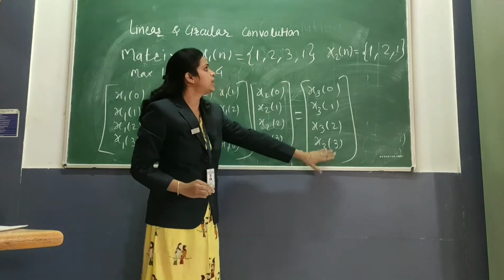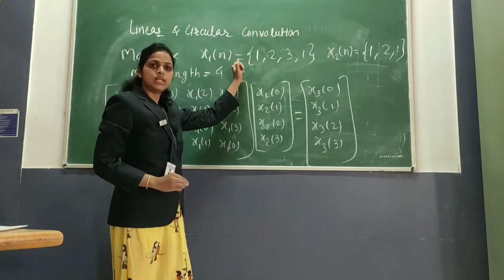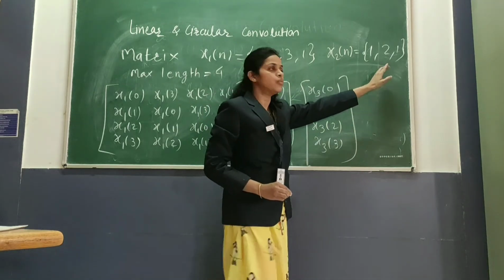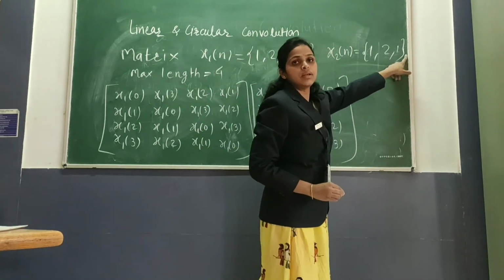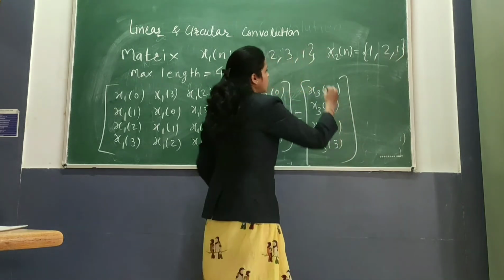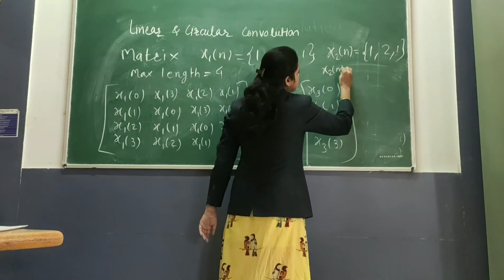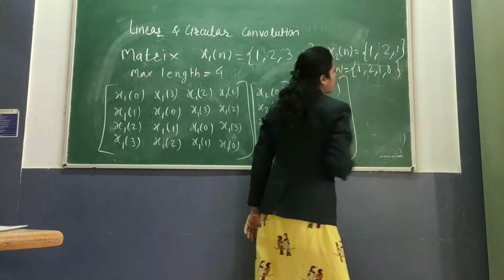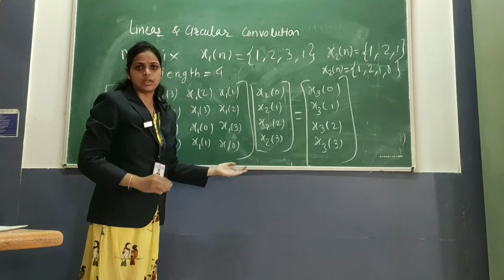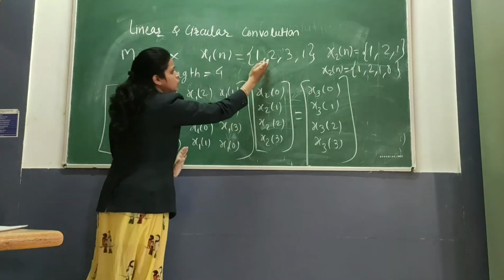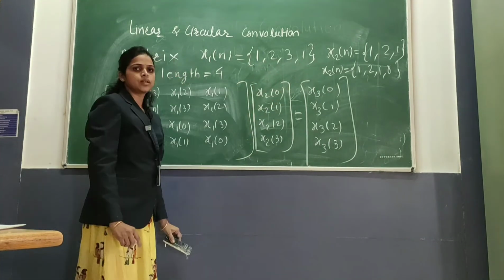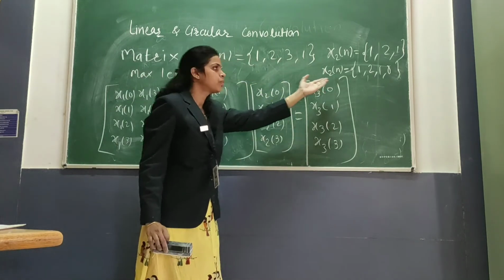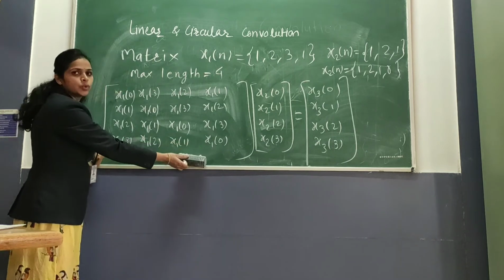The only constraint here is that the length of the x1 signal is 4 and the length of the x2 of n signal is 3. So we have to add a 0 to the x2 of n signal. So x2 of n will be 1, 2, 1, 0 for solving the circular convolution. Now we will simply put the values of x1 of n and x2 of n in this matrix format.